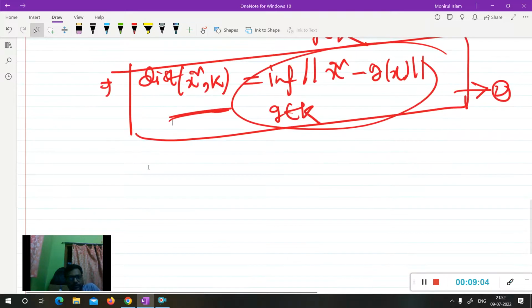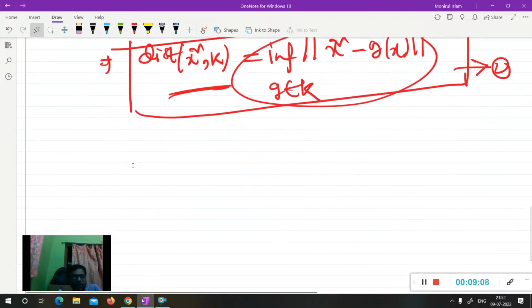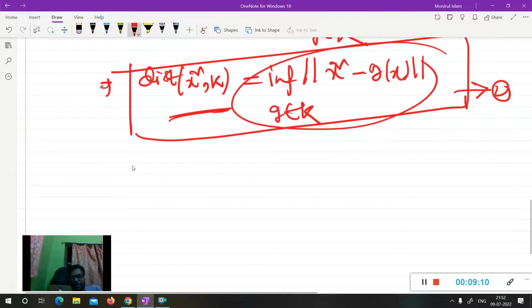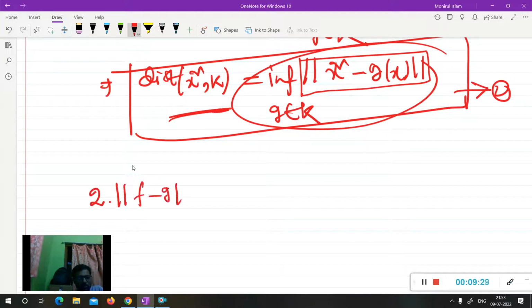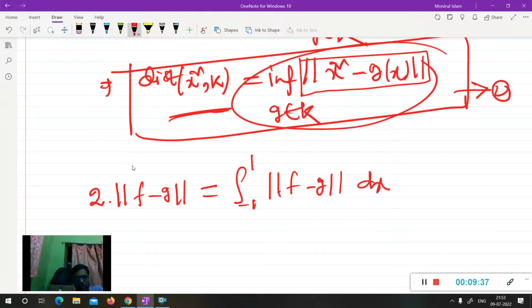So I have to find the right hand part. First we have to calculate the norm of x square minus G. After that you have to take the infimum. So in writing, one thing we can always write is that the norm of F minus G will be equal to the integral from minus 1 to 1 of the absolute value of F minus G dx.